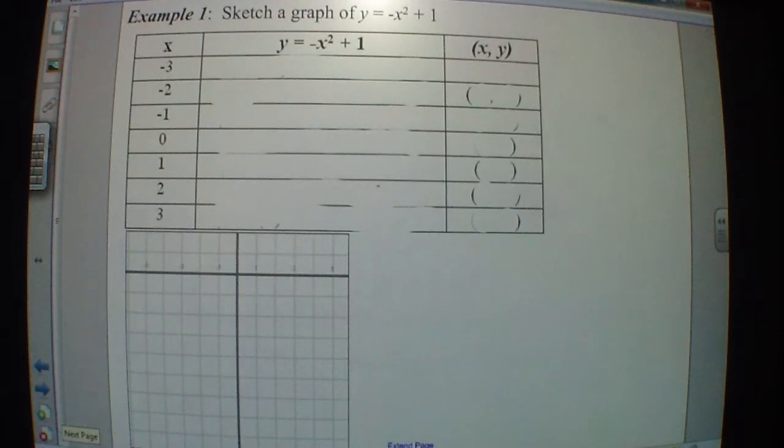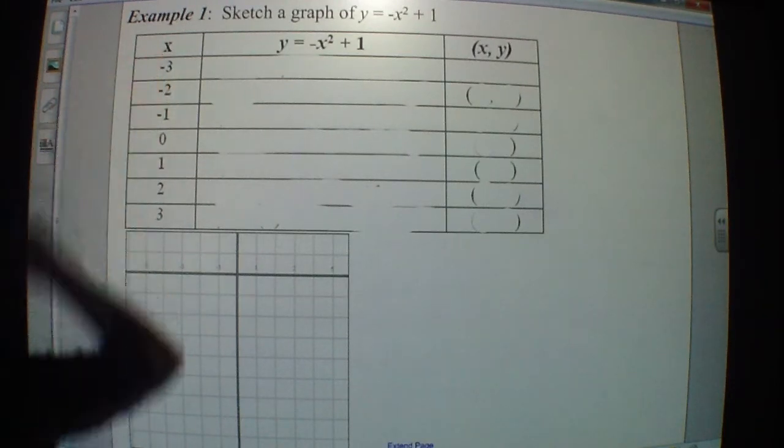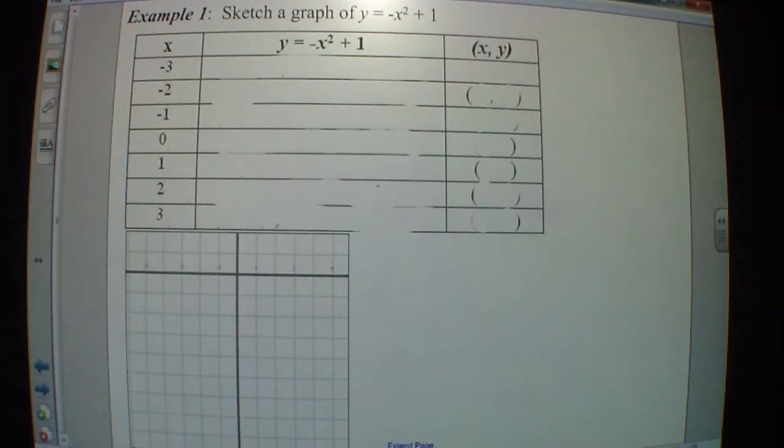I want to sketch a graph of y is equal to negative x squared plus 1. And I want to sketch this by picking points. Later on we will graph parabolas different ways, but I'm going to just pick points. So I am picking an x between negative 3 and positive 3.